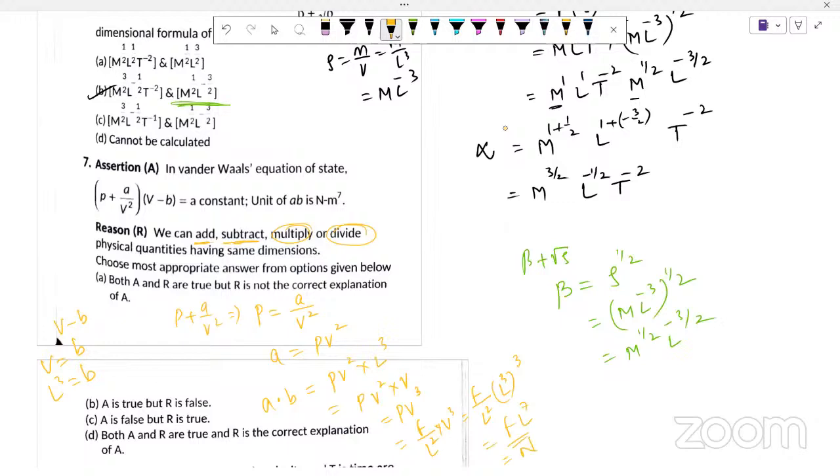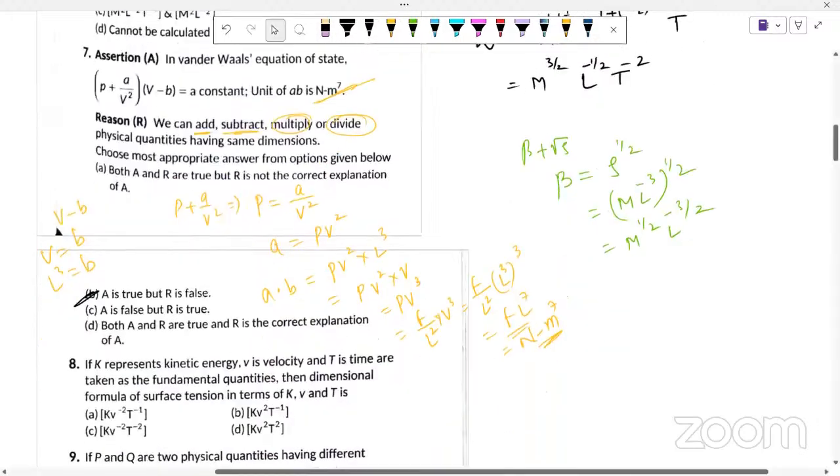That is, force is measured in Newton and distance is measured in meters, so it becomes m to the power of 7. So this one is correct. Okay, am I clear with this one? And the reason is wrong, so what is the best option I can write for this one? B is your answer for this one, beta. B is your answer. A is true but reason is false.